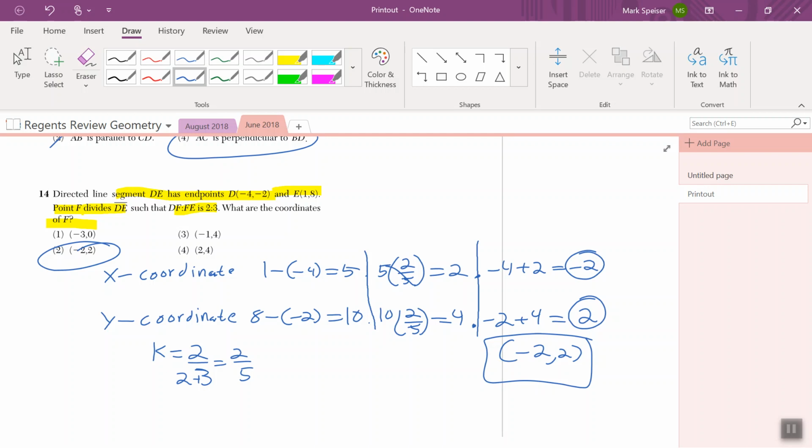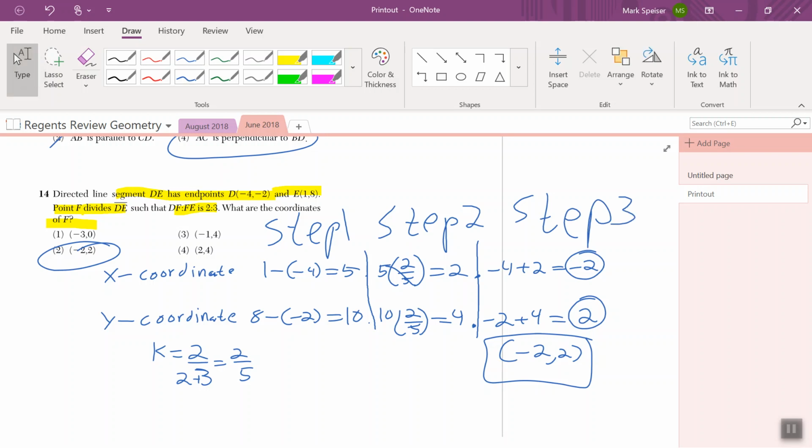Separate the steps. Step 1, so you see them clearly. Step 2, and step 3. On to question 15.